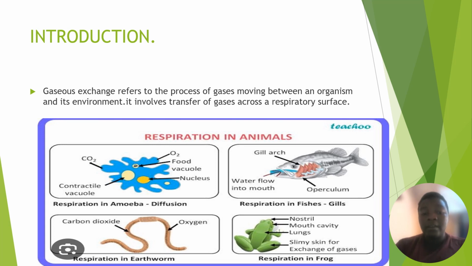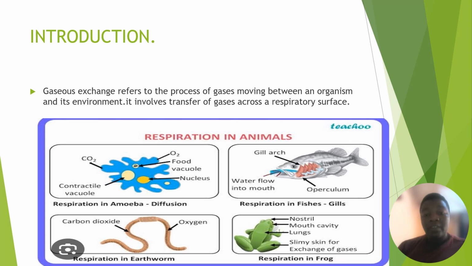In the amoeba, respiration occurs through a process called diffusion, and it is through the contractile vacuole. Here we have the contractile vacuole, the food vacuole, and the nucleus. So exchange of gases takes place through the membrane, and there is intake of oxygen and release of CO2. In fish, the respiratory structure is the gills, and the gills have different parts.